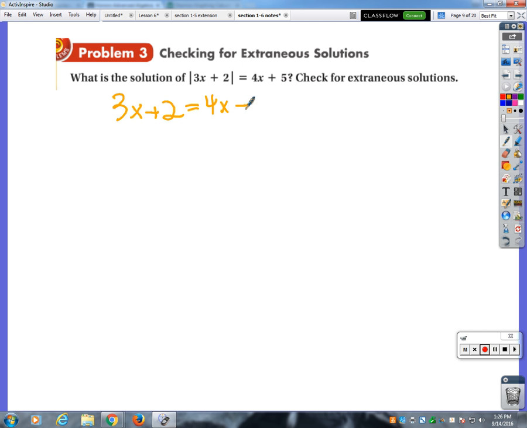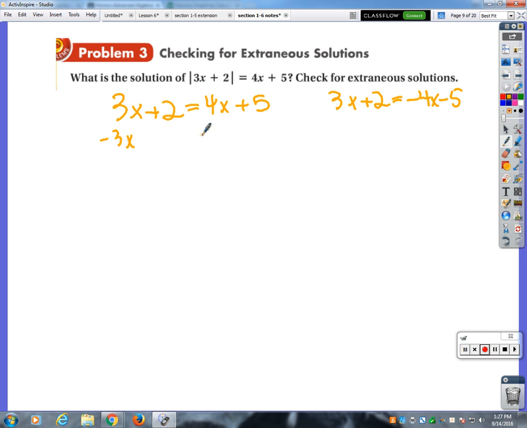One of them is going to be 3x plus 2 equals 4x plus 5. What's my other equation? Negative 4x minus 5. I've got to switch everybody around. So my other one is 3x plus 2 equals negative 4x minus 5. So this is a little bit trickier even still. Okay? How do I solve this?